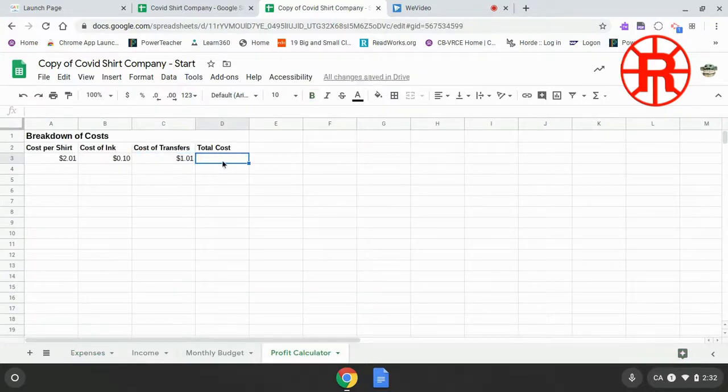To work out my total costs, I am going to do an equation that's just going to add those up. So it's going to be equals, and then I use the sum equation, and I can do those sum equations horizontally as well as vertically. So I click on those 3, enter, and that gives me my total costs. So that will figure out what it's costing us for each shirt.